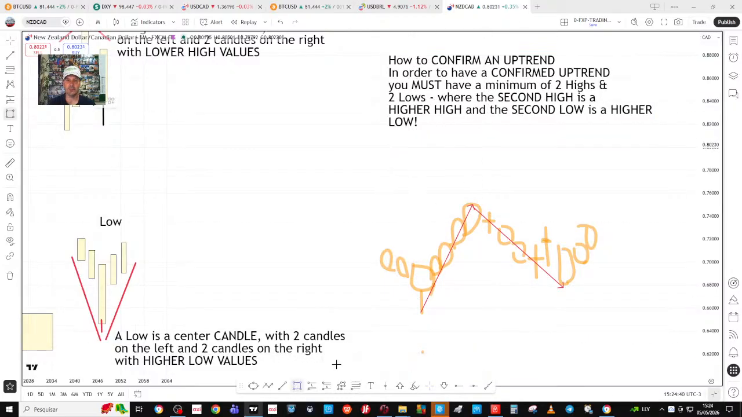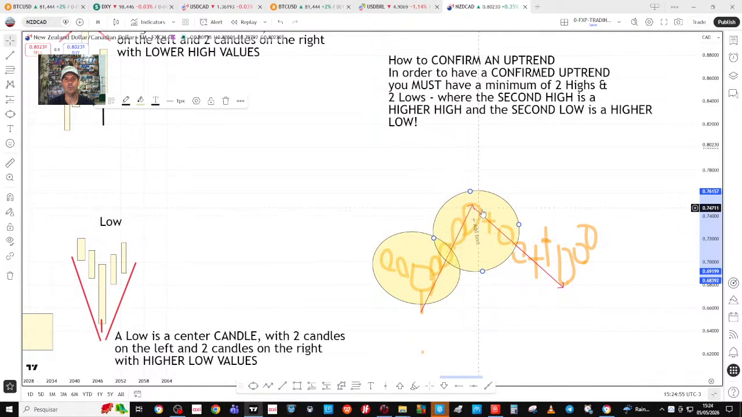Boss, I don't get it. You have a low, right? Central candle with 2 candles on the left, 2 candles on the right. Sorry for my drawing. You have a high, central candle with 2 candles on the left, 2 candles on the right with lower high values.